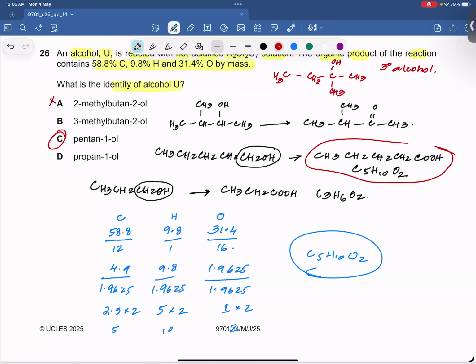Okay. Also, obviously the empirical formula with 5 carbon atoms is the same as the molecular formula, because I cannot halve it. So the empirical formula is the molecular formula. Also, it has 2 oxygen atoms. That indicates that the alcohol, when oxidized, will form a carboxylic acid, because a carboxylic acid has 2 oxygen atoms. That's also part of the explanation.